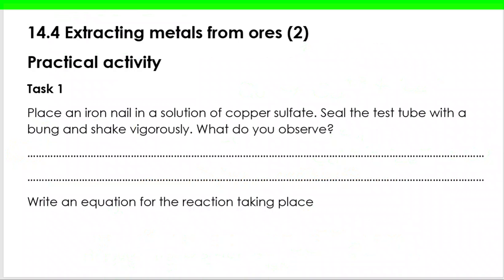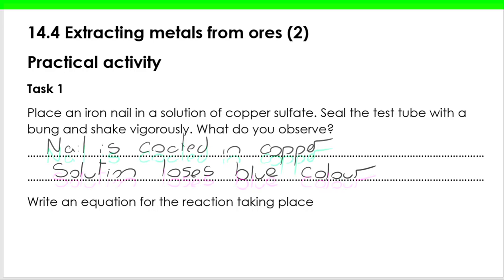So what would happen if I put an iron nail in a solution of copper sulfate? What would we see? Well, after the reaction, we would see the nail coated in copper, we would see the red-brown colour, and we would see the solution lose its blue colour. That's harder to see, but it would be happening even very, very slightly because the copper sulfate blue colour is disappearing because we've got this displacement reaction taking place.